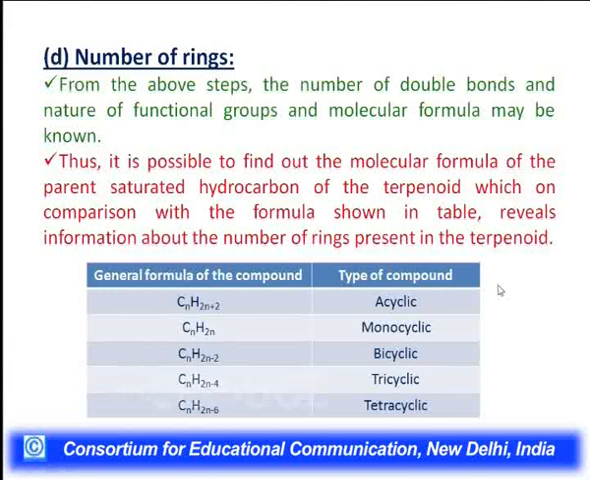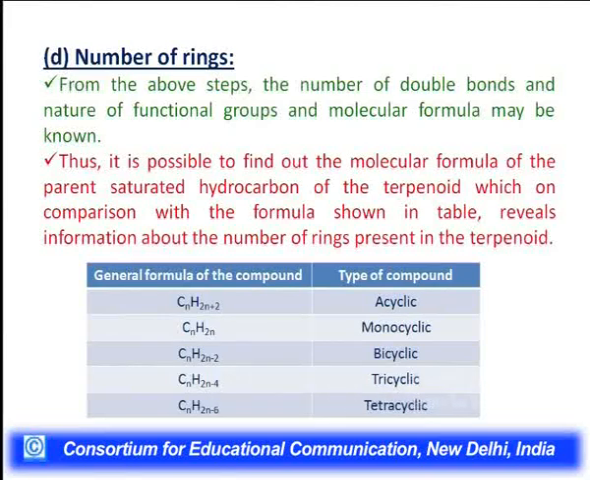Now from the steps which we have discussed, that is the molecular formula, the nature of the oxygen, the unsaturation, the number of double bonds and the nature of functional groups, after discussing all these, the next step comes: the number of rings. It is possible to find out the molecular formula of a parent saturated hydrocarbon of a terpenoid, which on comparison with the formula as we have shown in the table, reveals the information about the number of rings present in the terpenoids.